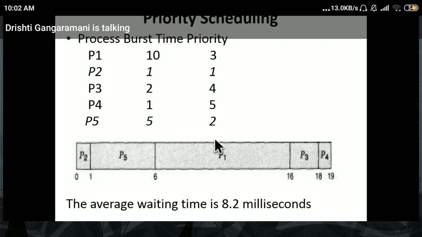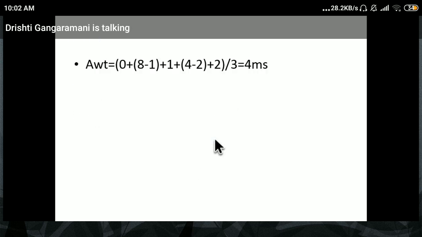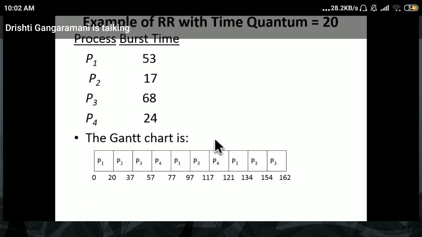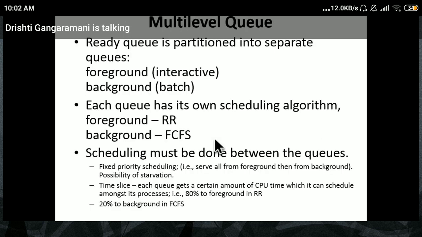I have explained round robin also. In round robin, the quantum time will be given to you, and depending on that quantum time, you have to solve the problem. Next, we are coming to the multi-level queue. Since the name is multi-level, it indicates that there may be more than one level.